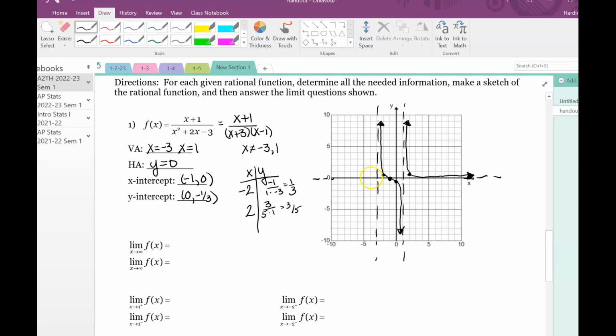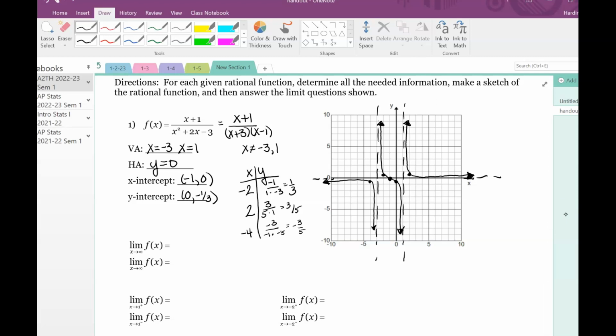And then I'm also going to plug in -4. When I put in -4, I have -3 over -1 times -5, which is going to be -3/5. So -4, -3/5. It's got to point down because I can't cross the x-axis and get closer to the horizontal asymptote at the end. So that's a different shape that we haven't seen before. Let's answer some limits about this.